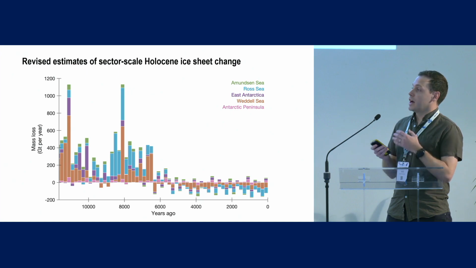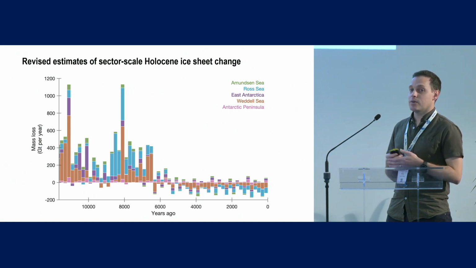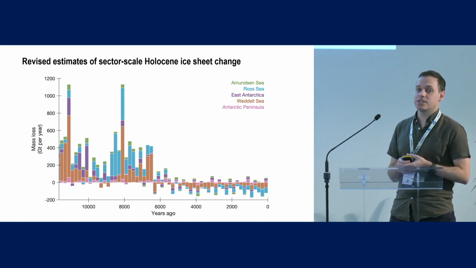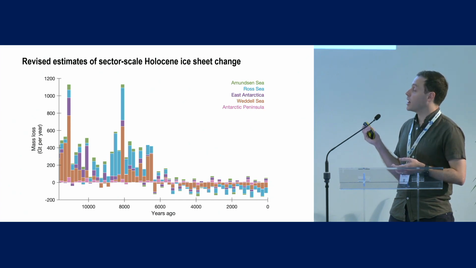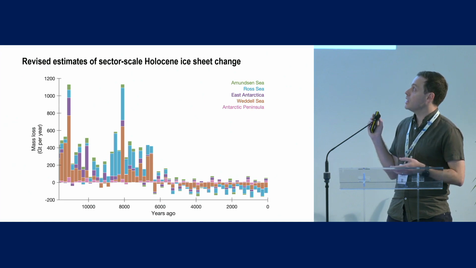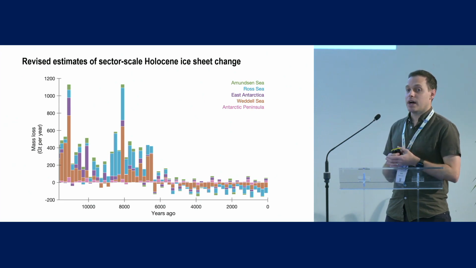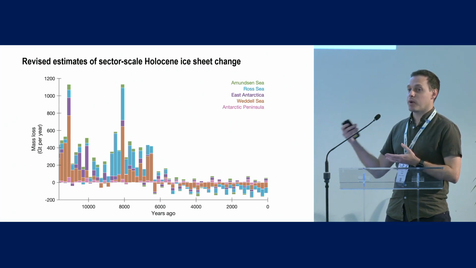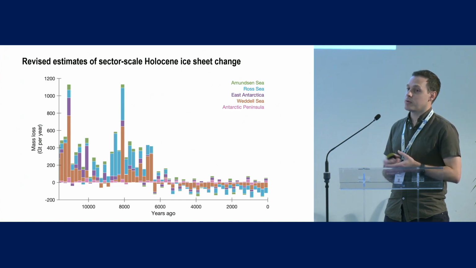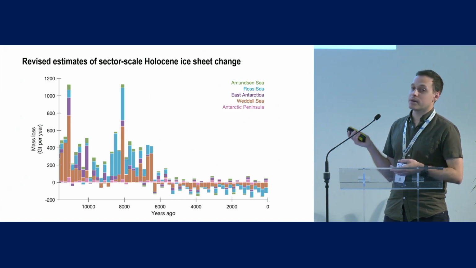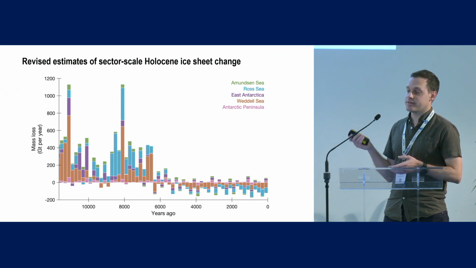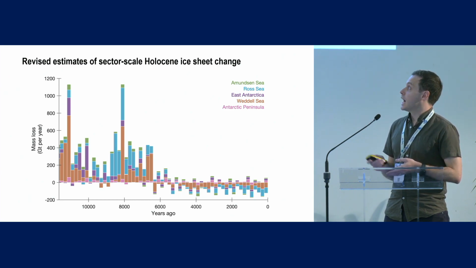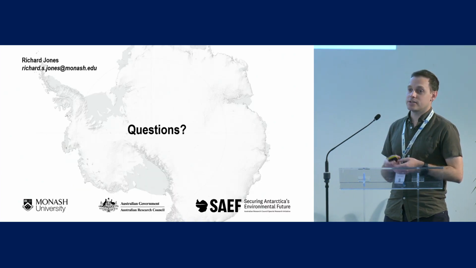So now we have a better baseline, I would say, more confident baseline on how the Antarctic ice sheet changed, particularly in the later part of the Holocene. So we're now in a position to better assess whether we have gone beyond what we saw in the Holocene. But this is work in progress, so stay tuned for the full results. And with those inconclusive conclusions, I'll take any questions.